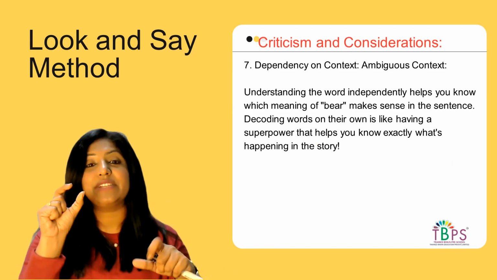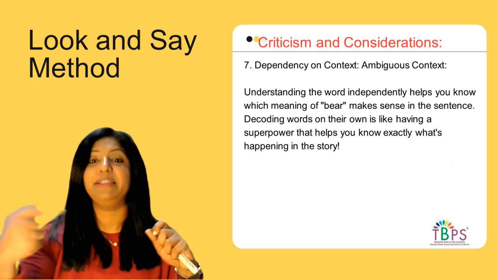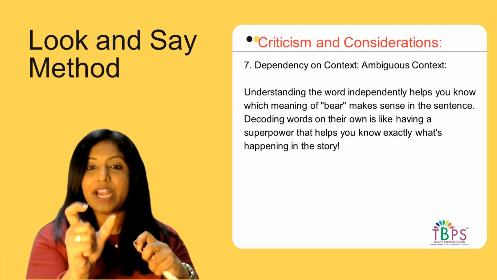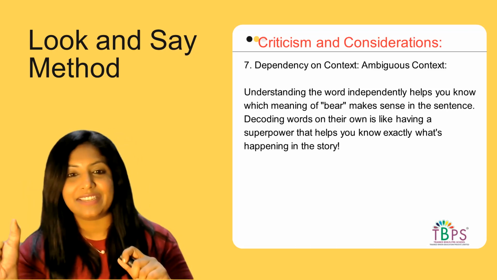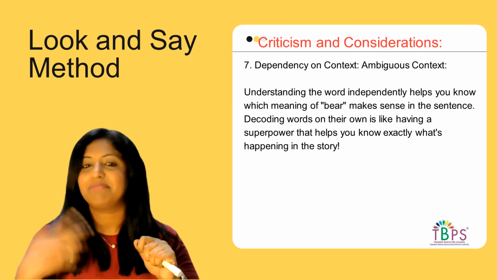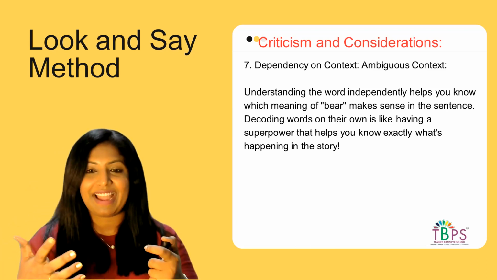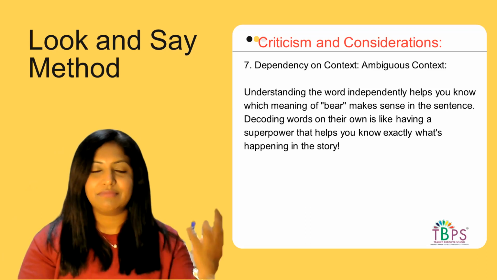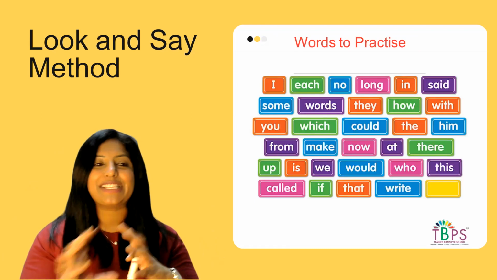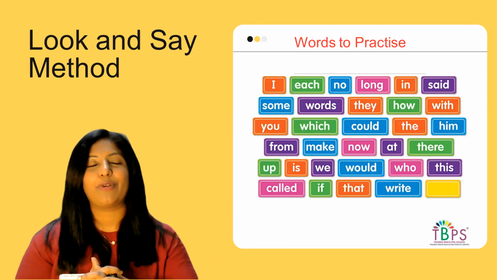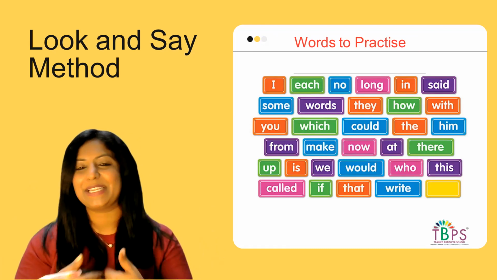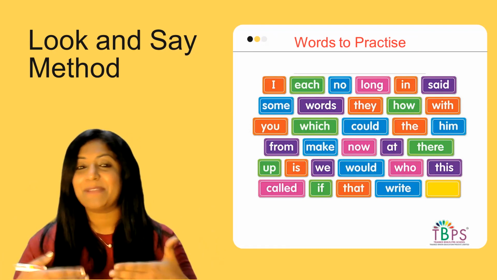So when the children start having that ability to understand the meaning of that word in that sentence, decoding the words in their own way becomes like a superpower, and they would be able to work with it with so much ease. Okay, so that's about the look and say method. It's more or less like you give the word, the child looks at the word, they practice it, they do rote learning, and they learn by visual memory.